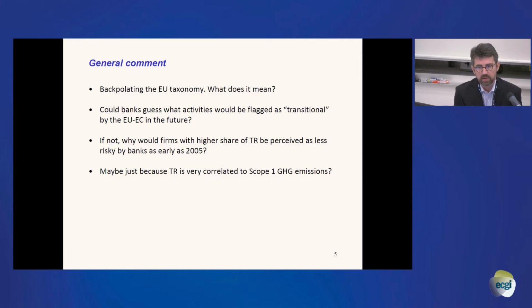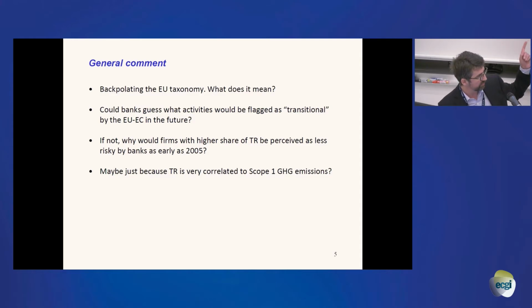Does that mean that banks in the past could guess what activities would be flagged as transitional by the EU taxonomy today? Probably not. So then, if that's not the case, why would firms with a higher share of taxonomy-aligned activities be perceived as less risky by the market, by banks in particular? So we will need you to elaborate a bit more on this to give more clout to the exercise. Is this just because the transitional revenue share is very correlated to Scope 1 emissions?